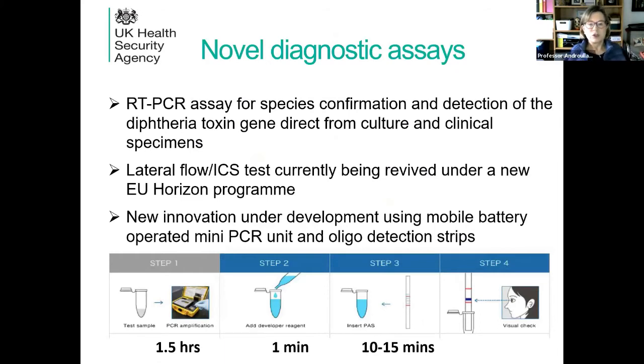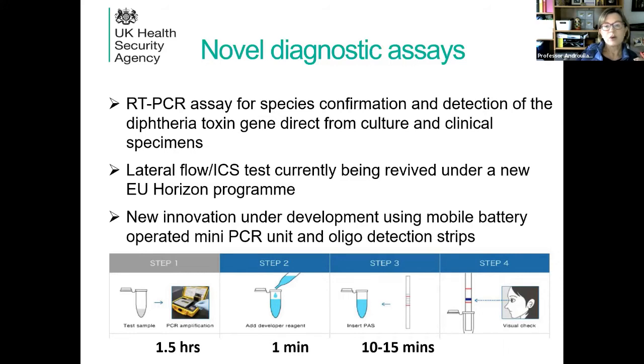As I said, novel diagnostic assays have been or are still being developed over the years. First of all, a real-time PCR assay, not only for toxin detection, but for species confirmation, has been developed, and it's possible to undertake the assay directly from culture and also from clinical specimens. The ICS test, or the lateral flow test, is currently, thankfully, being revived under a new EU Horizon programme.